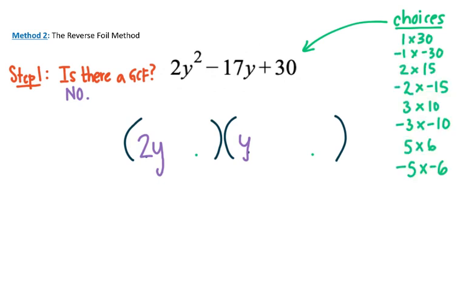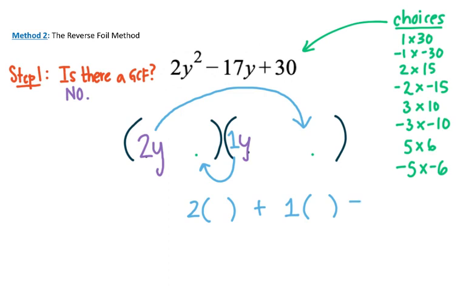And now it's a little more difficult, but we must ask ourselves, 2 times this term, whatever that last term will be, plus, I'll put a 1 here, 1 times this term, whatever that term will be, must equal this middle term in the original trinomial. So it must equal minus 17. Only one of those pairs of factors from the list of choices will work in that equation, and it turns out that it's this one.